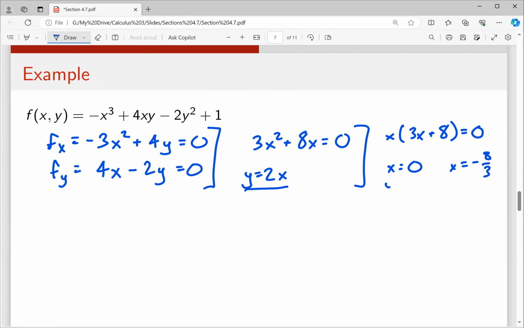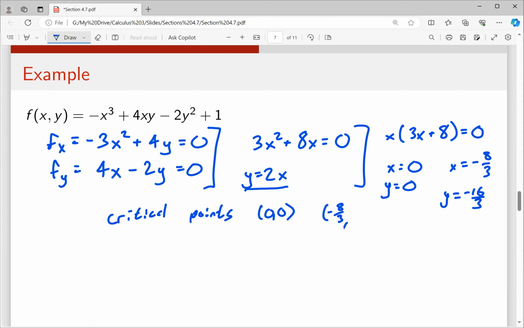So remember that y is 2x. In the case when x equals 0, then y equals 0. In the case when x equals negative 8/3, y then is negative 16/3. So my critical points are (0, 0) and (negative 8/3, negative 16/3).